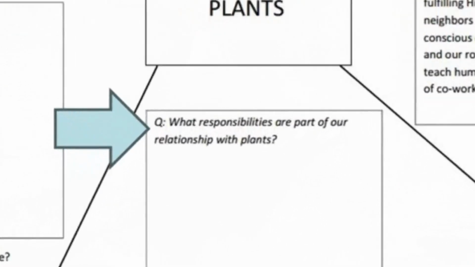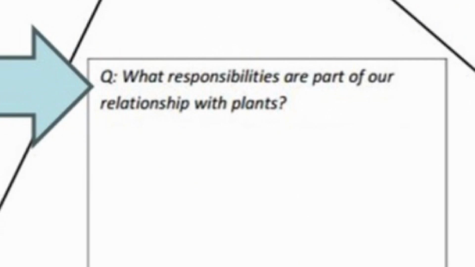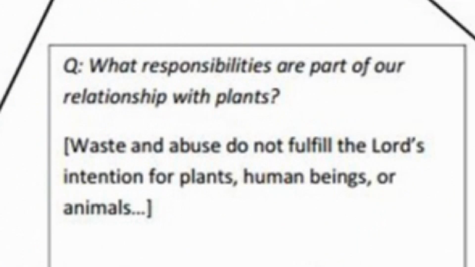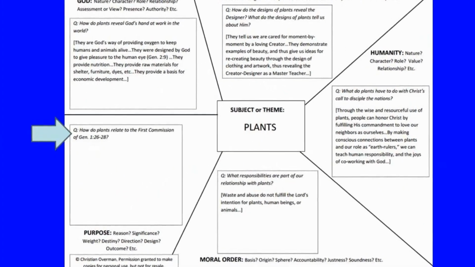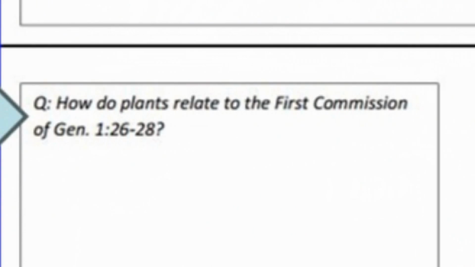And next, what responsibilities are part of our relationship with plants? Waste and abuse do not fulfill the Lord's intention for plants, human beings, or animals. And finally, how do plants relate to the first commission of Genesis 1? This is an interesting description here of Genesis 1:26 to 28, this person's describing it as the first commission.